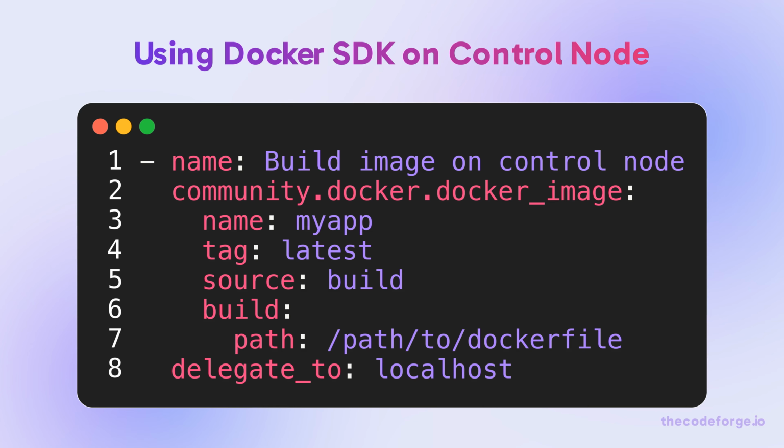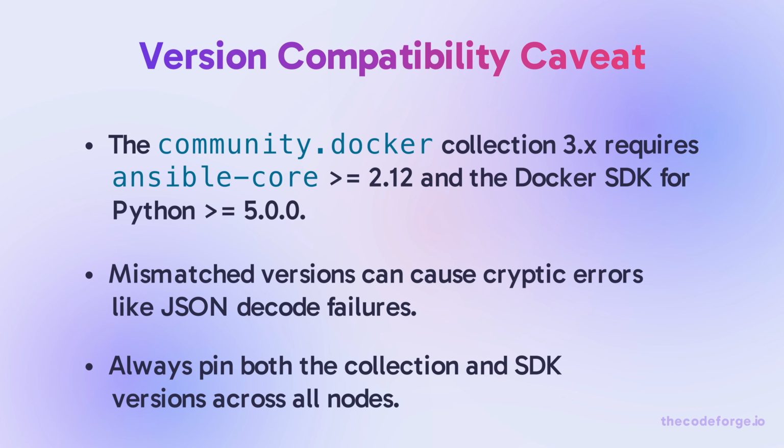If you prefer to run Docker modules on the control node, for example in CI/CD, use delegate_to: localhost, and ensure the Docker Python software development kit is installed locally. This avoids needing Docker on every target host. The community.docker collection 3.x requires Ansible core 2.12 or greater, and the Docker software development kit for Python 5.0.0 or greater. Mismatched versions can cause cryptic errors like JSON decode failures. Always pin both the collection and software development kit versions across all nodes.